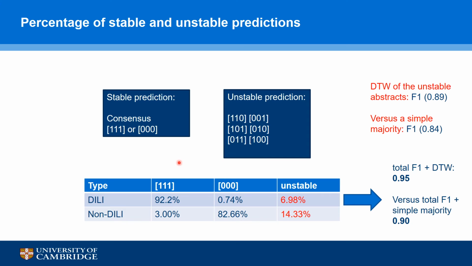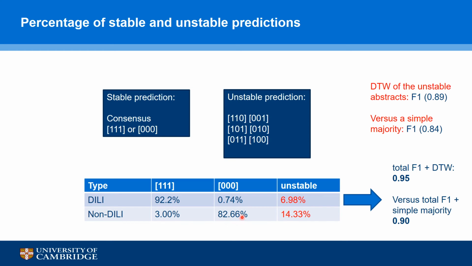The rationale behind looking at stable and unstable predictions and then using DTW alignment on just the unstable predictions was because of the following observation. If you look at the DILI and non-DILI abstracts and look at the percentage of stable predictions that were correct, in this case, DILI correct stable predictions were 92.2%. Non-DILI was 82.66%.